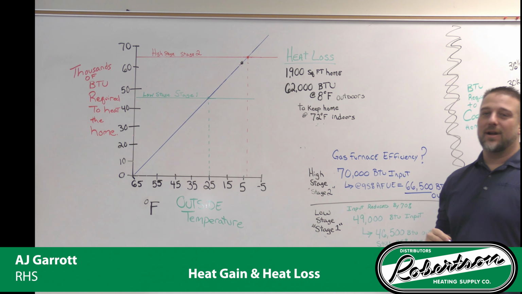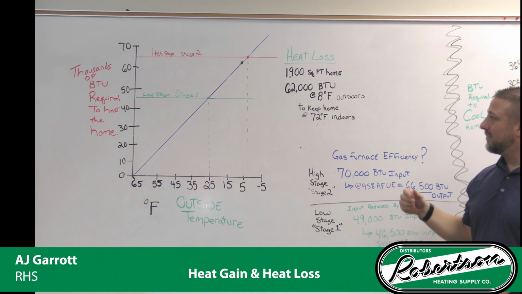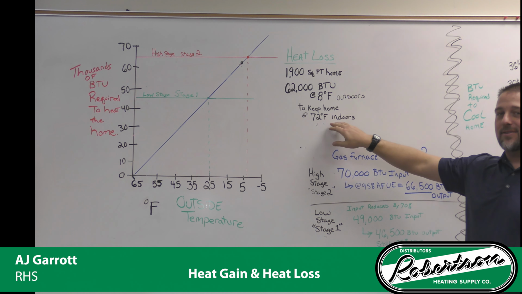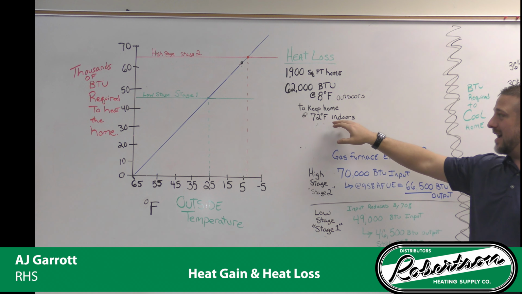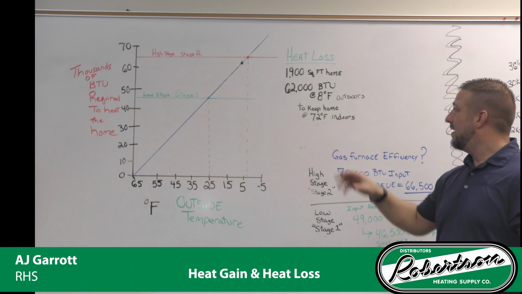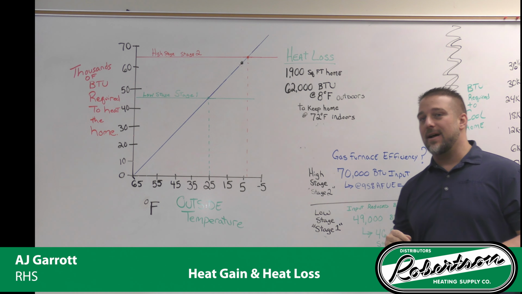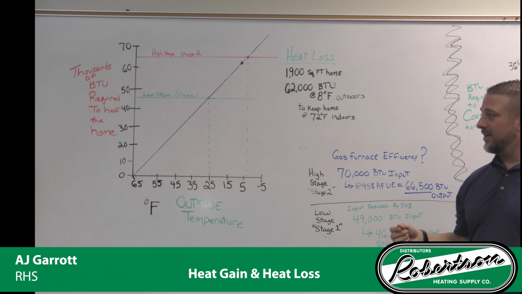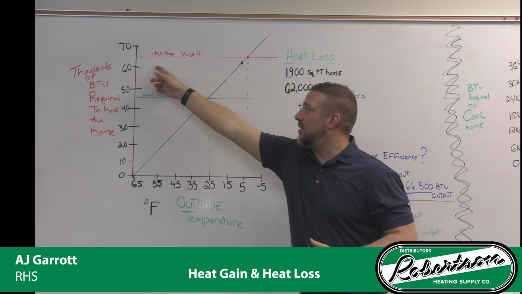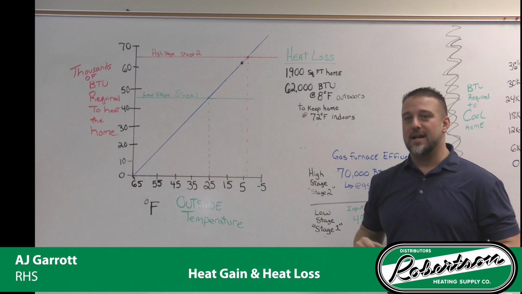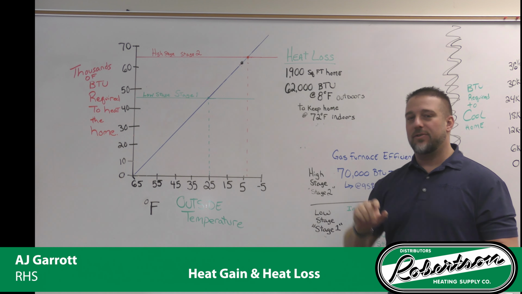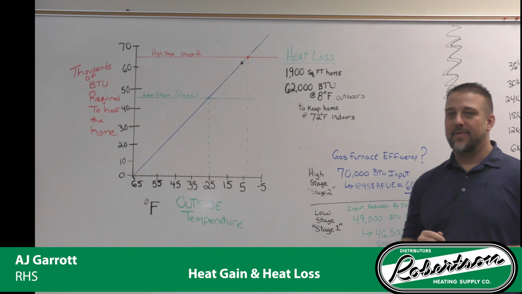In our example, we're going to take a 1,900 square foot house. And we're going to say that house, to maintain 72 degrees Fahrenheit inside, actually requires 62,000 BTUs of heat when it is 8 degrees Fahrenheit outside. So let's chart this. 62,000 BTUs of heat, we come across where it intersects that diagonal line. We're going to plot down and see that equals 8 degrees Fahrenheit.